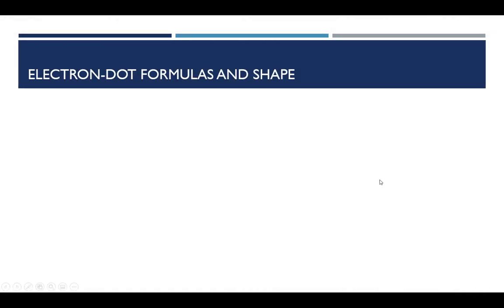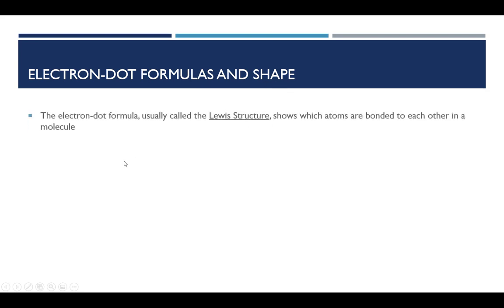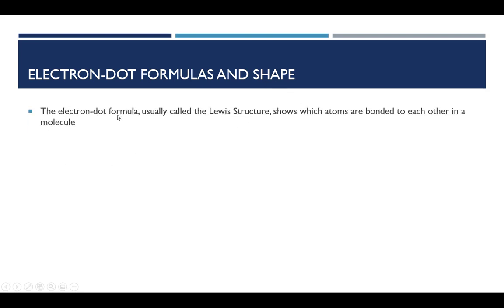Alright, continuing on to the material for Part F. We're going to go in a significantly different direction here. We're going to leave the topic of naming and focus ultimately on molecular shapes. An electron-dot formula, usually called the Lewis structure, tells us which atoms are bonded to which other atoms, and it will ultimately tell us something about how the angles are positioned within those molecules.